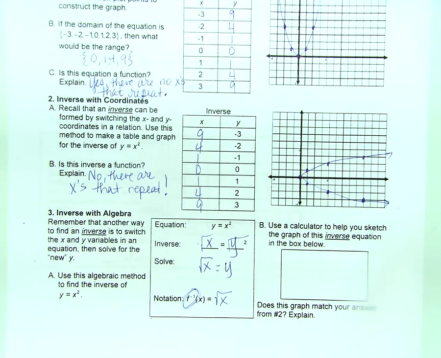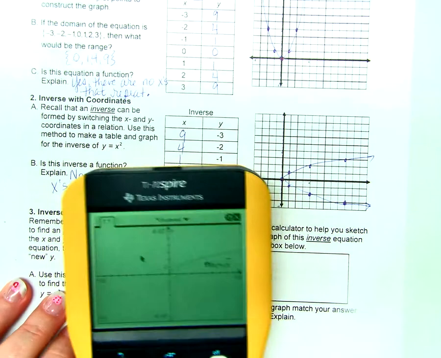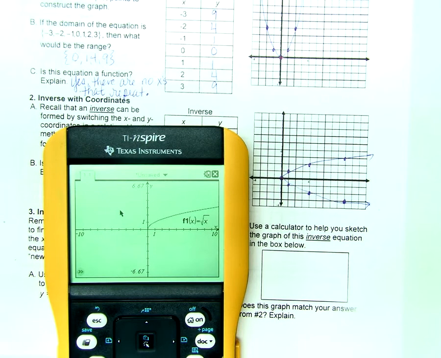Okay? Use a calculator to help you sketch the graph. Well, let's see. First we have to turn our calculator on, right? That's important. Menu. We can make a new document. We could use the scratchpad graph, right? Regardless, when we go ahead and put it in, it's going to look like this, isn't it?